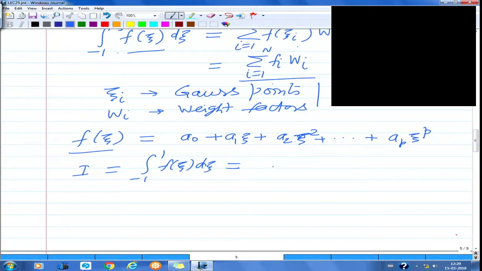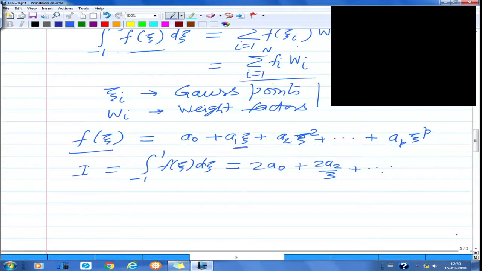So a0 integrated from minus 1 to plus 1 will give you 2a0, that is xi with the limits upper limit 1 and lower limit minus 1, so it would be 2. The integration of the next term would be xi square by 2. When you put the limits plus 1 and minus 1, it will actually be 0. Similarly, this would be 2a2 by 3, because the xi square integral will be xi cube by 3, and when you put the limits you will get 2 over 3, and so on.